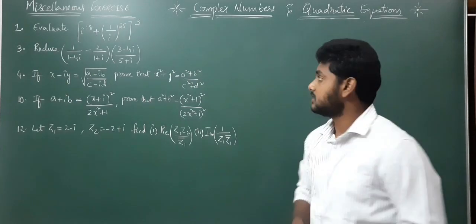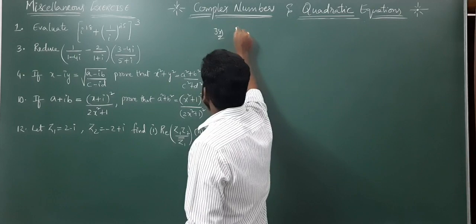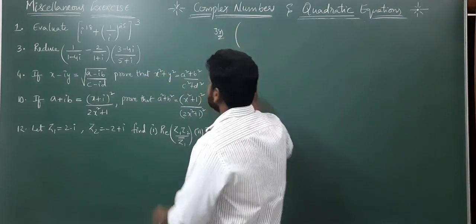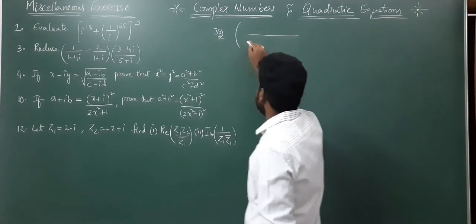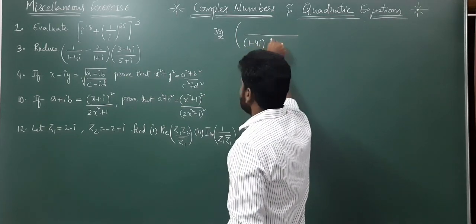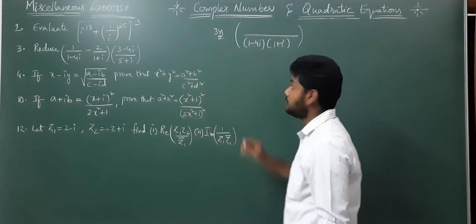Note the third question. First, I will simplify the first bracket. Here both have different denominators, so take the LCM. Here this is (1 minus 4i) into (1 plus i). If you have different denominators, we need to do cross multiplication, right?